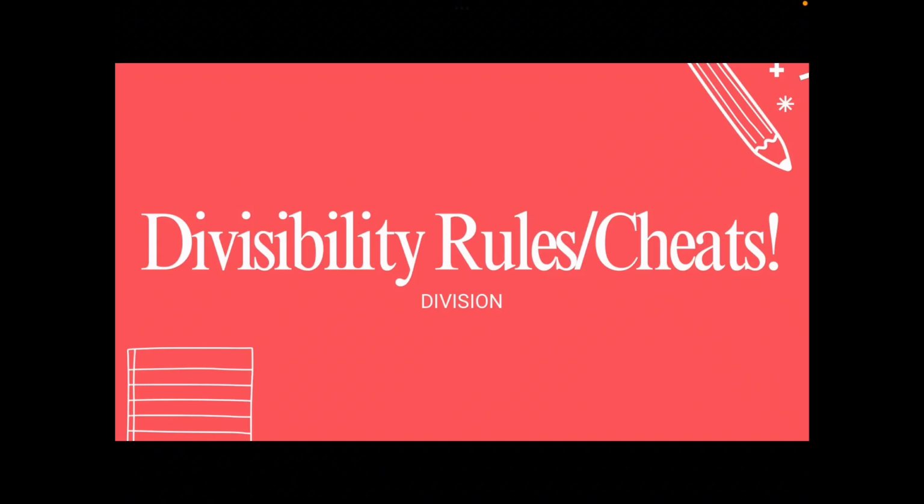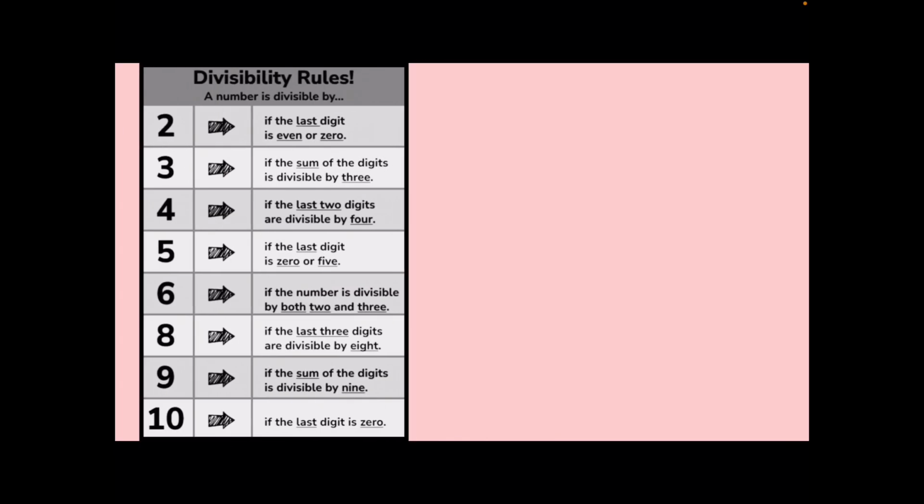In this video, we're going to discuss divisibility and the rules or cheats to see if a number is divisible by certain digits. So divisibility means the ability for a number to be divided by another number. There are some different cheats that can help us determine if a certain number is divisible by some of the digits that we have off to the side over here.